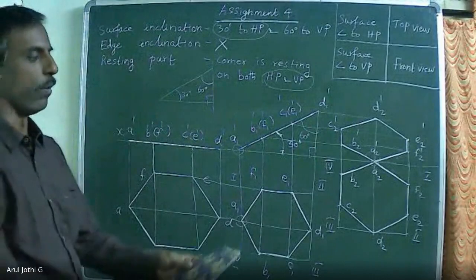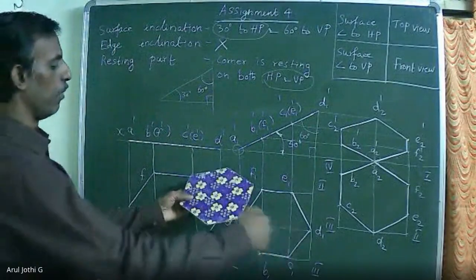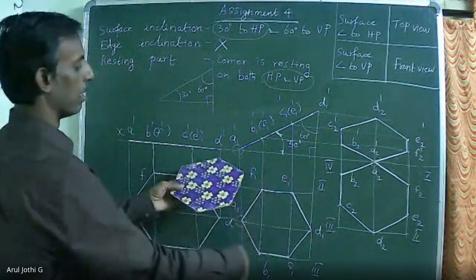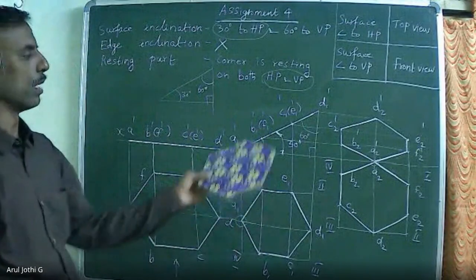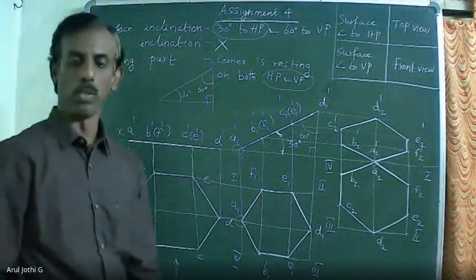Only in the side view, only this angle 60 degree and the 30 degree will be visible. When you use the side view drawing, you can show that angle.